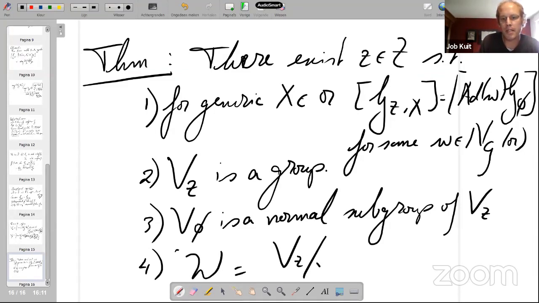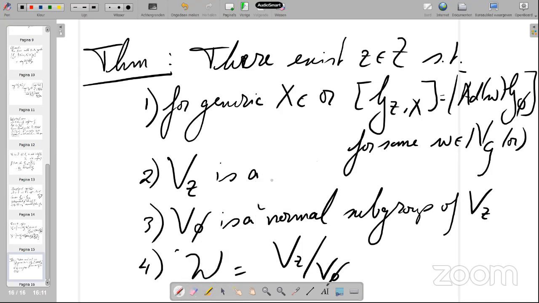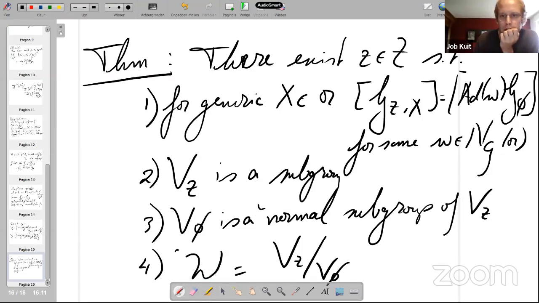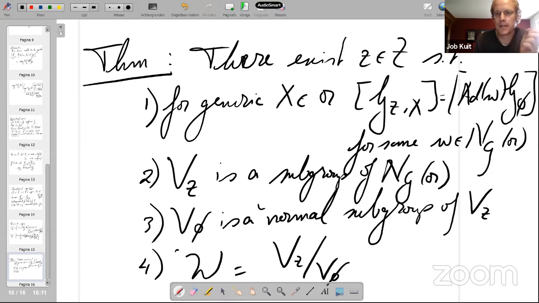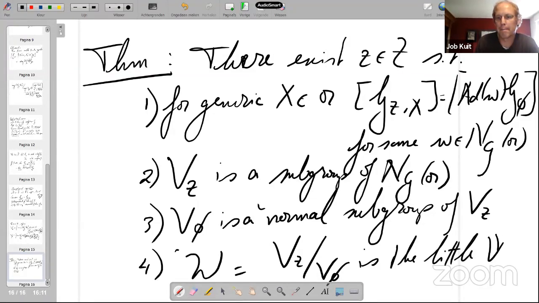A group means a subgroup of the normalizer. Right, so this is, yeah, right, exactly. So it's really a subgroup of the normalizer of A. Yeah, the quotient is a little Weyl group as defined by Knop and Krötz. So we see here the little Weyl group occurring again as symmetries of limits of algebras.